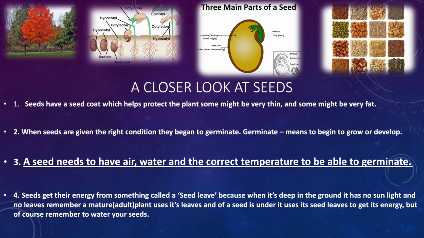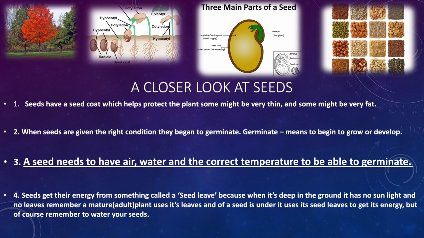A closer look at seeds. Seeds have a seed coat, which helps protect the plant. Some might be very, very thin, and some might be very fat. When seeds are given the right conditions, they begin to germinate. Germinate means to begin to grow or develop.